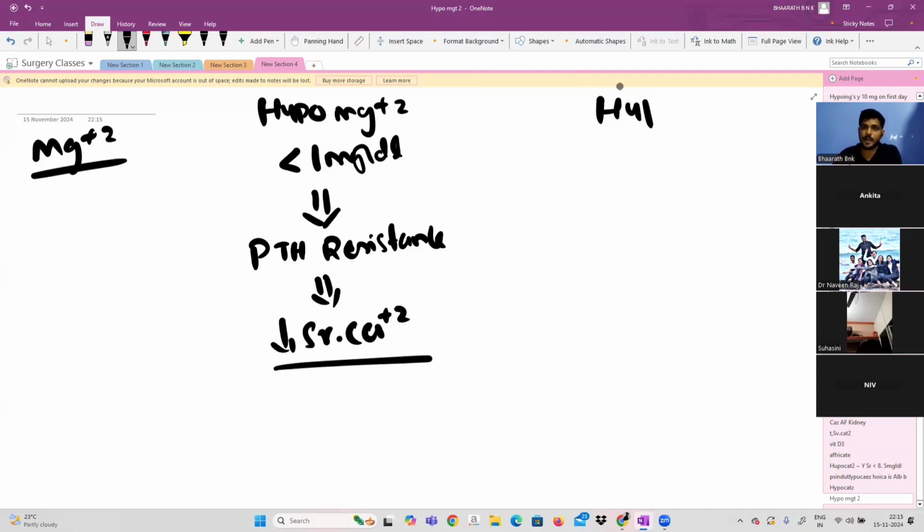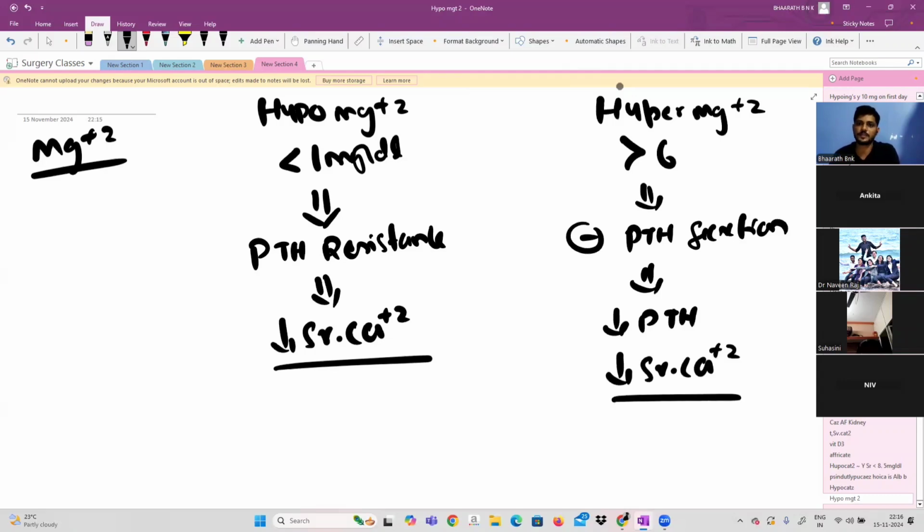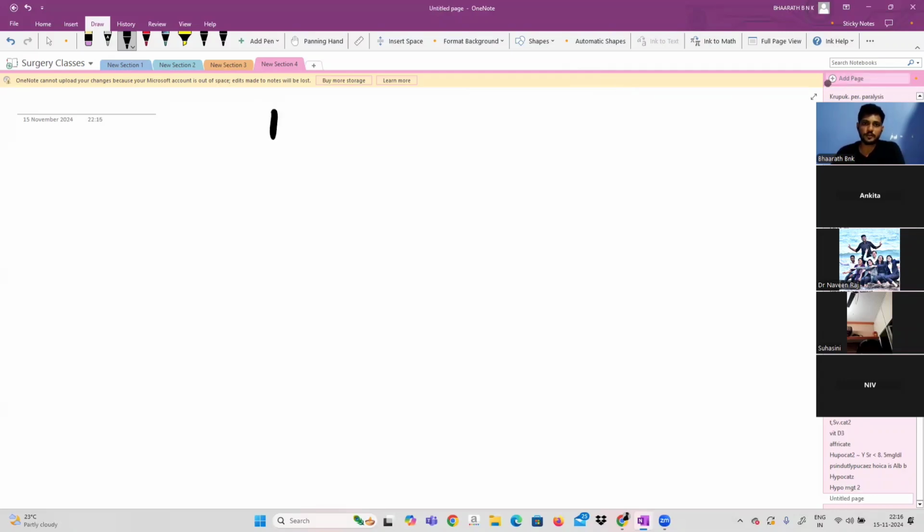So hypomagnesemia induces parathyroid resistance and it reduces serum calcium levels. But if there is hypermagnesemia, right, of more than 6, now this will inhibit parathyroid secretion. It suppresses the parathyroid secretion. Because parathyroid secretion is reduced, parathyroid hormone is low, and this will reduce the serum calcium. So that's how both hypo and hypermagnesemia can cause parathyroid deficiency. Now, if you know about magnesium, whatever reduces the magnesium should also reduce the calcium, right?